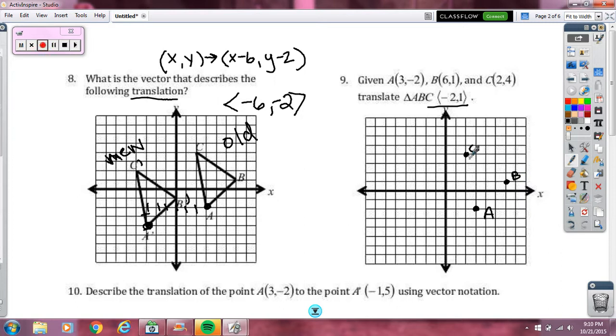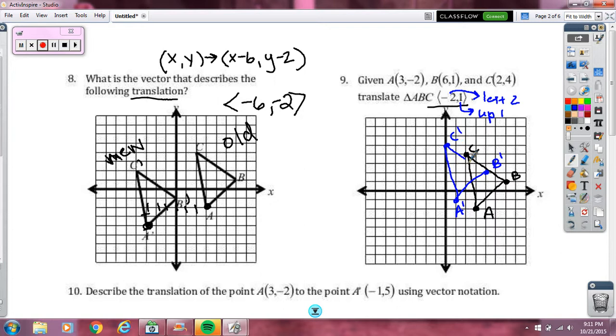Okay. So I'm going to do my old one in black, and now I'm going to graph the new in blue. So I'm going to take each of my points, and according to that negative 2, I'm going to go left 2. According to that 1, I'm going to go up 1 space. So from point A to the left 2, up 1. There's my new A. From point C to the left 2, up 1. There's my new C. And B to the left 2, up 1. There's the new B. Connect my dots.